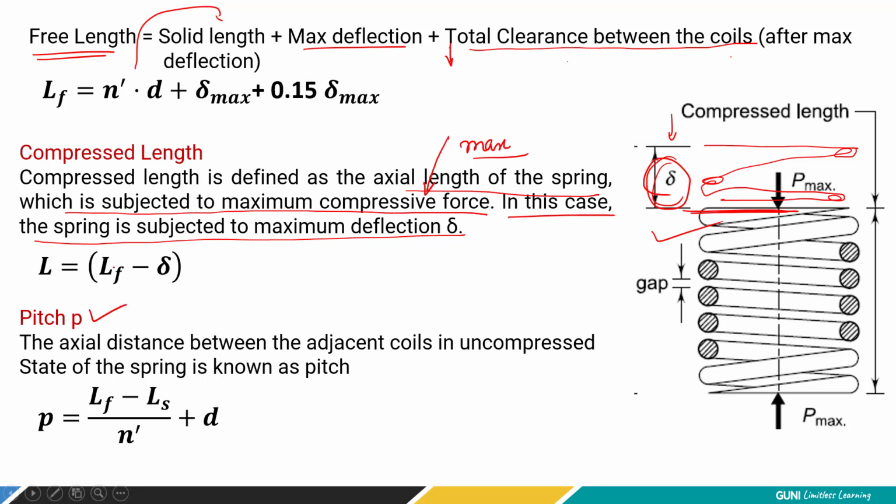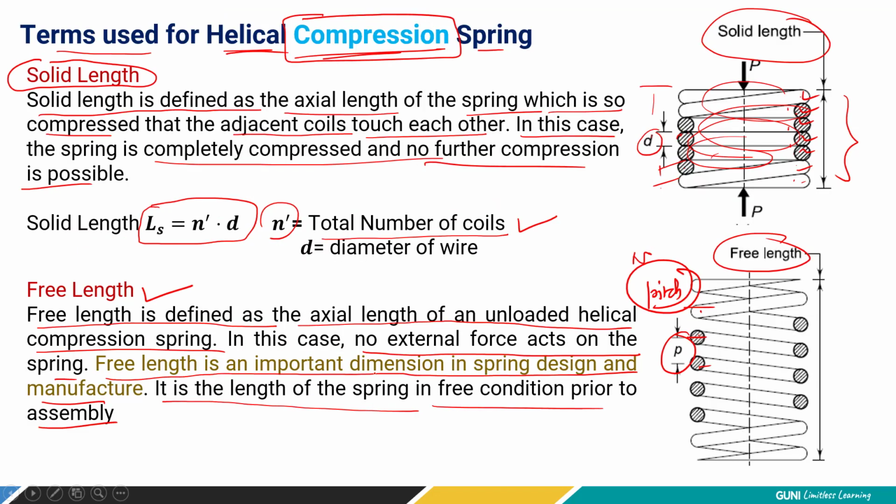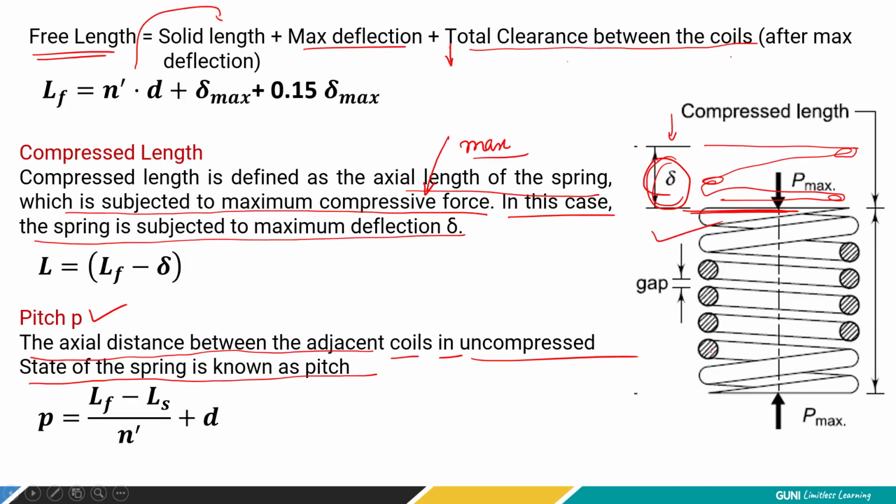Now let's talk about the pitch. The axial distance between adjacent coils in the uncompressed state of the spring is known as pitch. I already told you that whenever we talk about free length, the spring is not subjected to any kind of load. In that case, the linear distance between adjacent coils is called pitch. It is uniform, right?